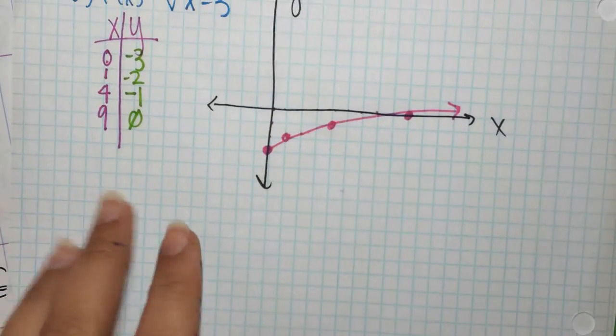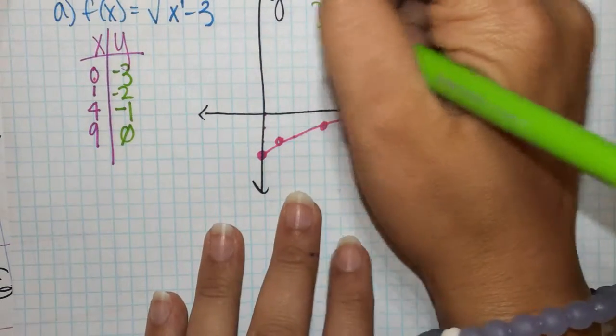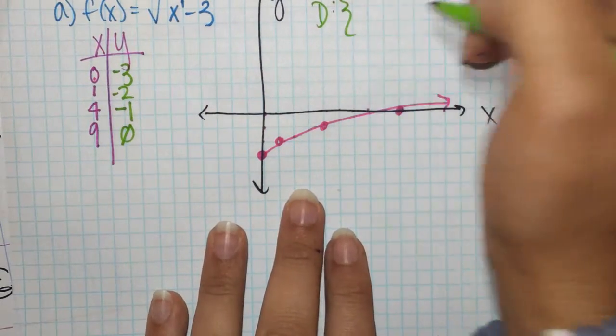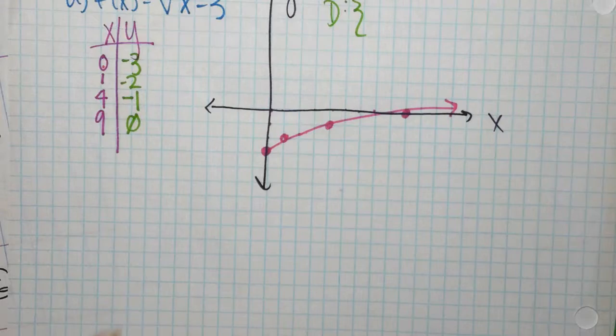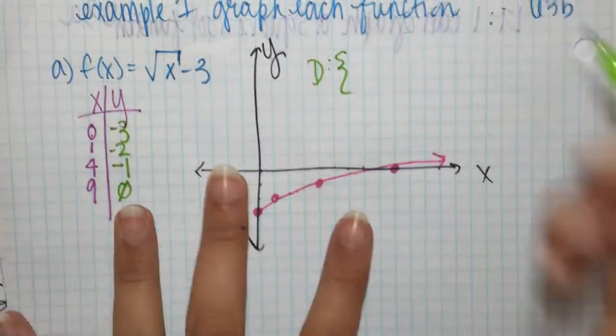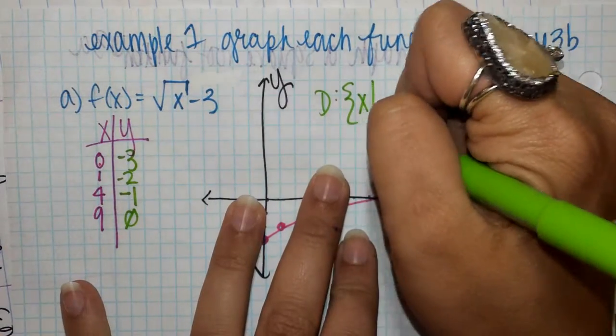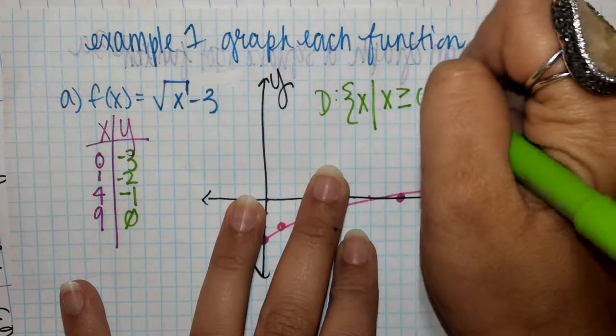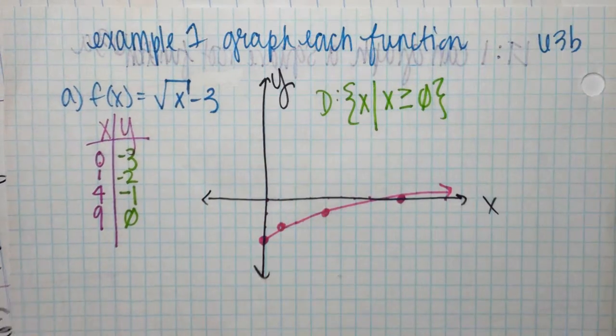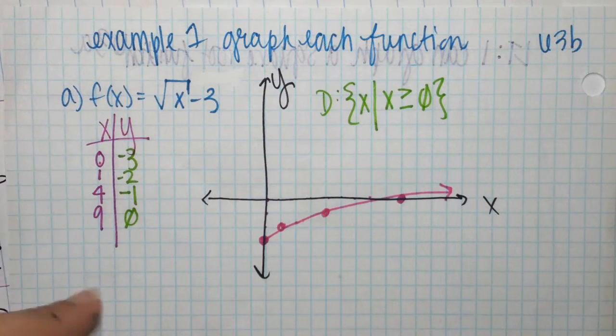So then this one, our domain, did we plug in any x values less than 0? So it's x when x is greater than or equal to 0, because our x values are all greater than or equal to 0. Does everybody understand? Yes. Can we do a problem where we do have to plug in a number? This is what we're going to do in a minute.